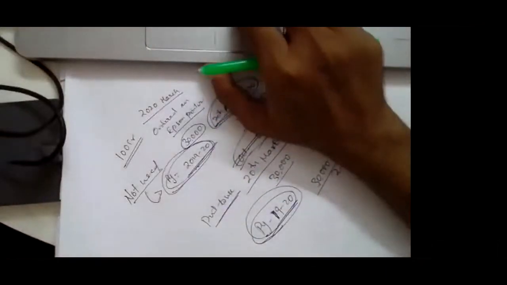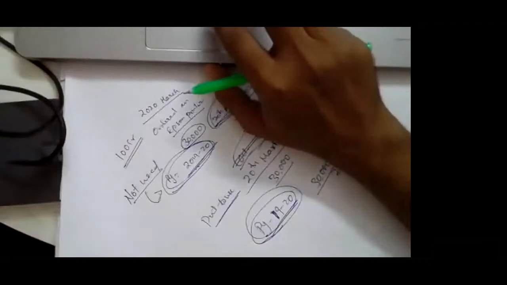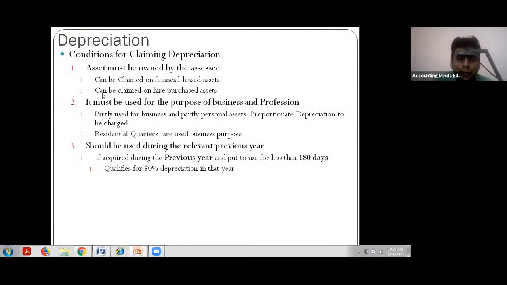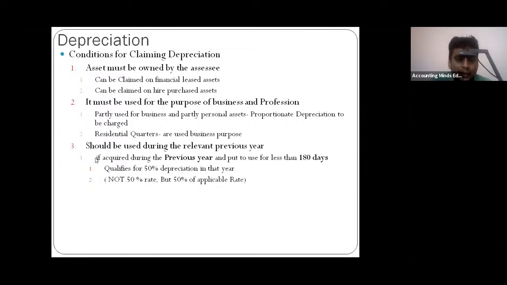Now let's talk about this. So 50% of the depreciation can be claimed in that particular year. It's not a 50% rate, it is 50% of the applicable rate. Be very careful. Depreciation is allowed on tangible and intangible assets also. So depreciation can be charged on tangible and intangible assets also.